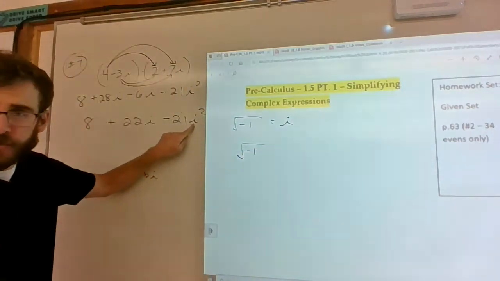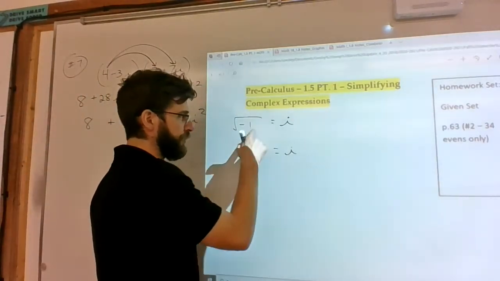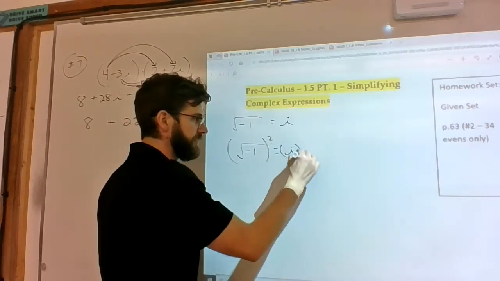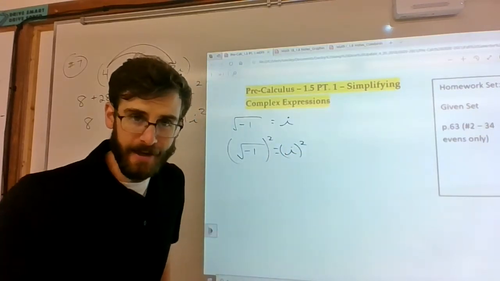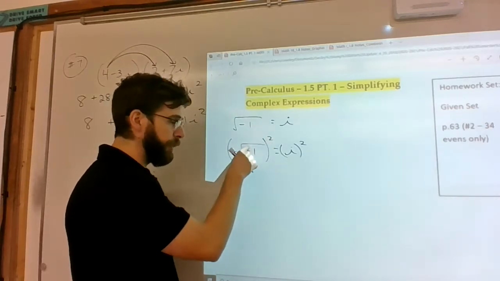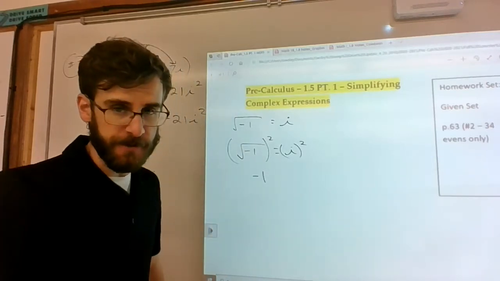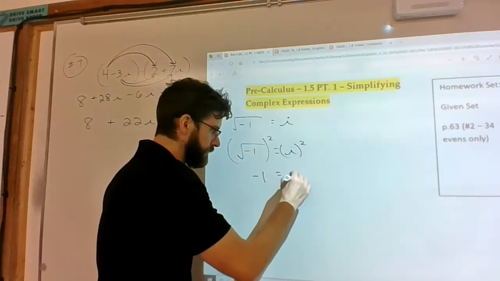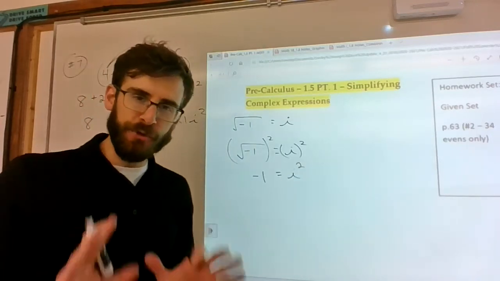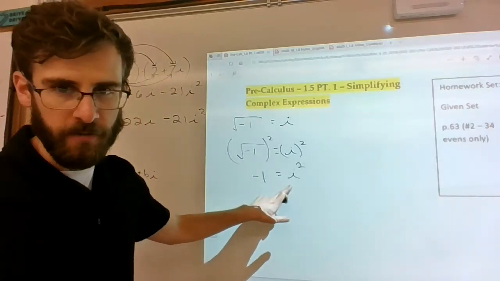So I see i squared here, yeah? What if I were to take this original equation and square both sides? Interesting. When you square a square root, the root disappears. So through algebraic manipulation, negative 1 is equal to i squared.